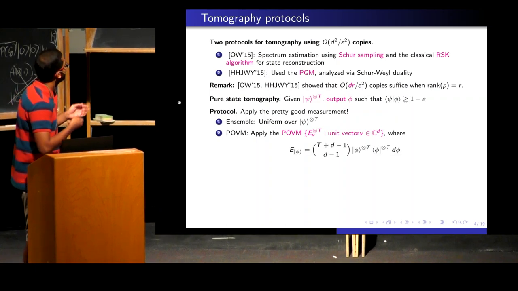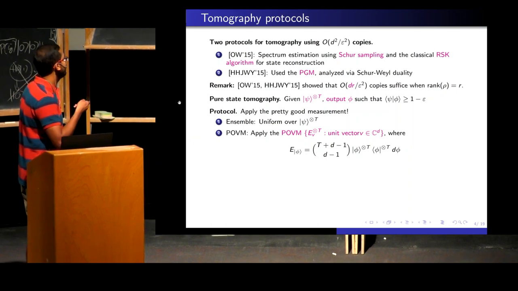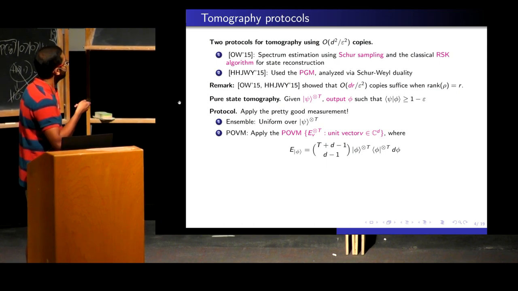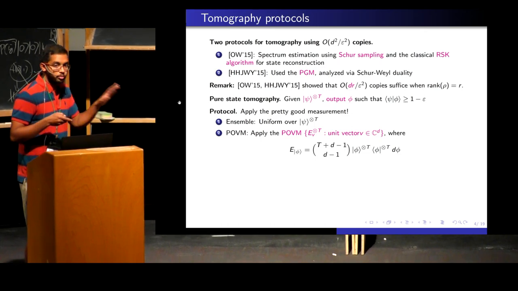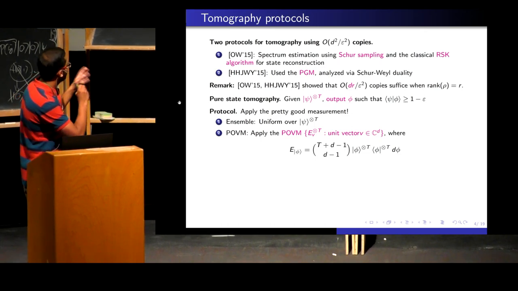And one way to write this, I'm just going to write v as psi, because v is a unit vector, so you can just call it a quantum state. So one way you can write out this POVM is just going to look like this, where t is because you're given t-fold tensor copy, and d is because you're in C^d. I'm going to be talking about the property of this in the next slide, but for now, I'm just going to tell you what the algorithm is.